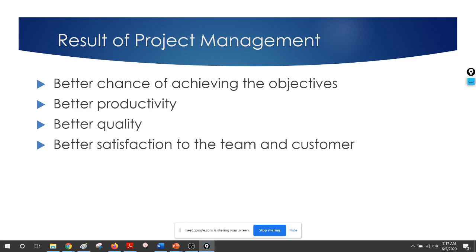When you are managing things, you are not getting stressed out, because you are managing things, right? It's not a mess, right? So it's better for the team members and the customer. The customer is also not going to be annoyed with your work, right? Because he knows that you are doing things in a very systematic way, right? So that is important, right?